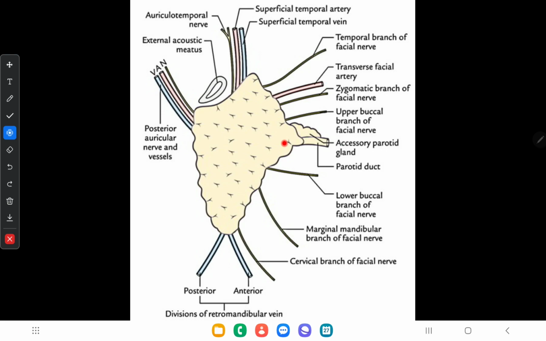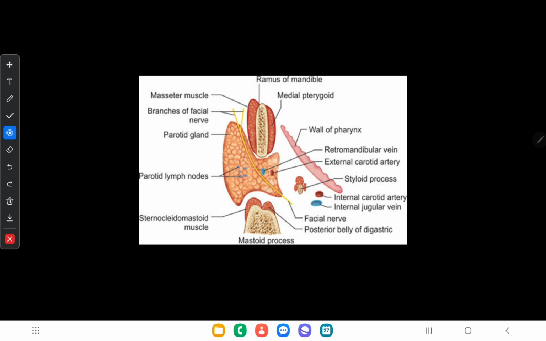So I hope you understand clearly. There are three processes of the parotid gland. One is the glenoid process, then the pterygoid process, then the other one is the facial process. Let's see what the contents of the parotid gland are from this picture.